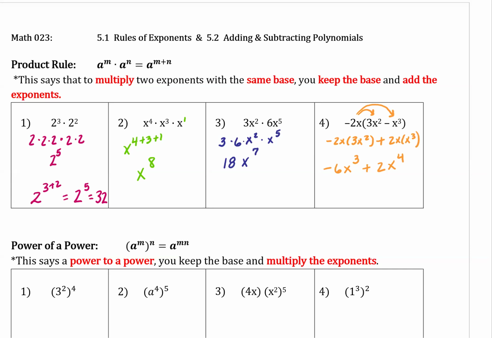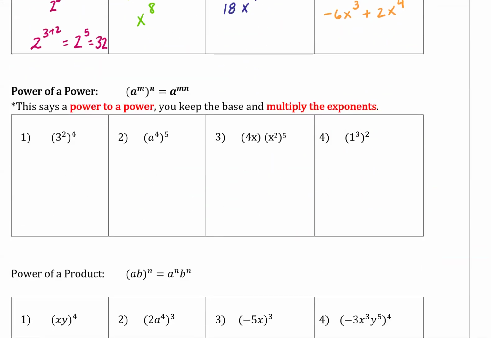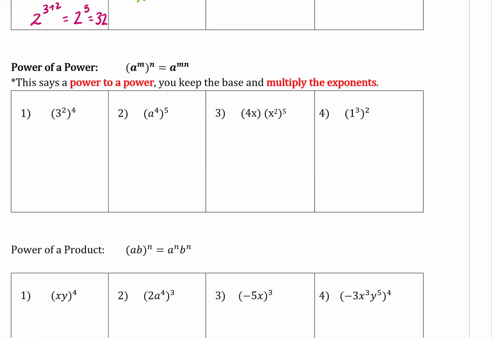Take a look at the second rule we have. Power of a power rule, which says if you have a to the m raised to the nth power, you're going to multiply the exponents. That would equal a to the m times n. This says a power to a power, you keep the base, multiply the exponents. So repeat after me. Power to a power, keep the base, multiply the exponents.